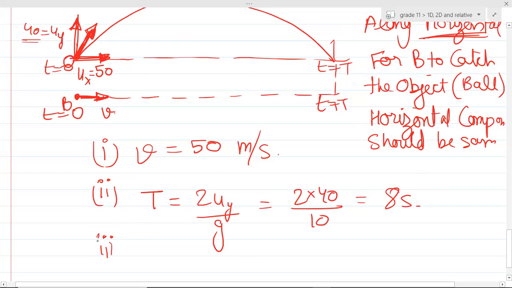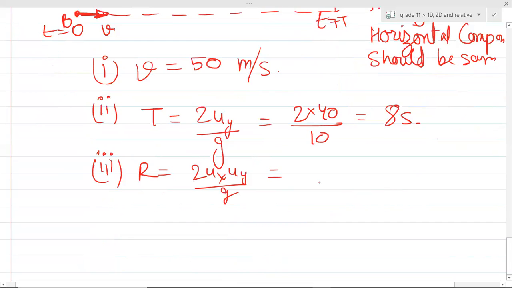Third, what is the range? The range is basically given by twice of ux into uy by g, right? Yes or no, guys?